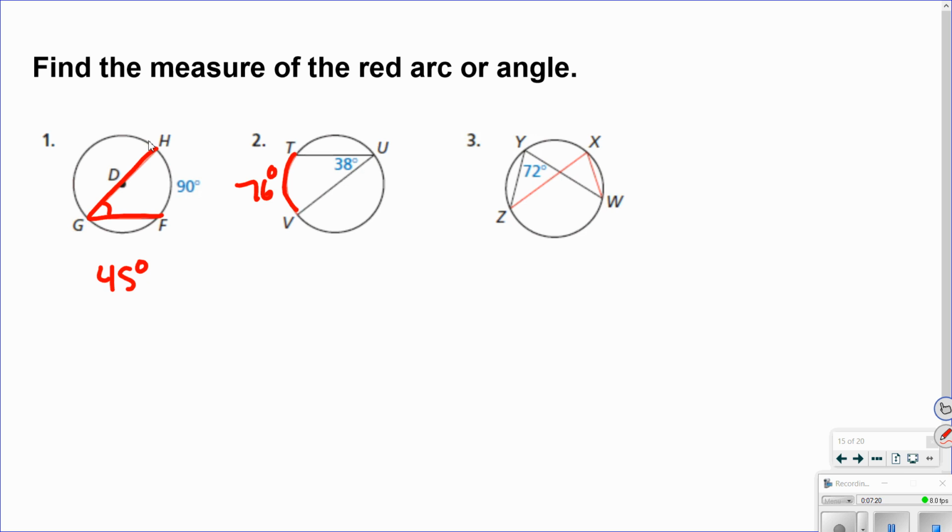Okay, this one, it wants us to find this angle right here. Well, that angle goes with this arc. So does that angle. That means those two angles have to be the same. That's 72 degrees.